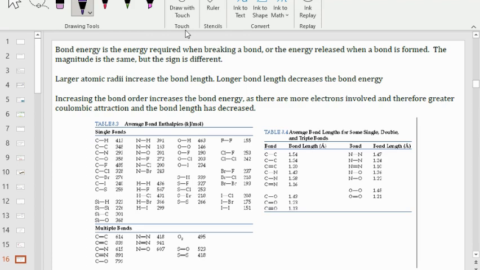So larger atomic radii increase the bond length. The longer the length, the less the energy, because they're further away. And remember, when they're further away, they don't have as much of an attraction. Increasing the bond order increases the bond energy as there's more electrons involved. Now, we need to go back and talk about this term. We talked about this in honors chem, but we did not talk about it in regular chem. So, bond order is very easy to figure out. Let's go back to our ozone.